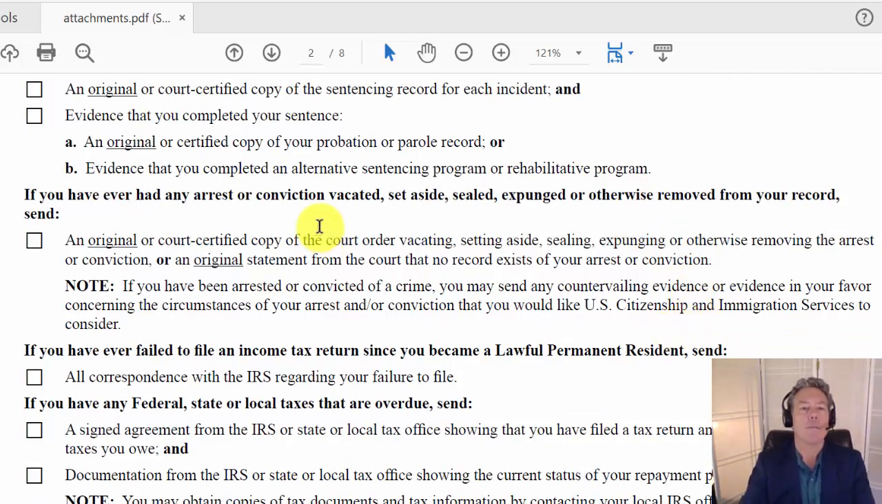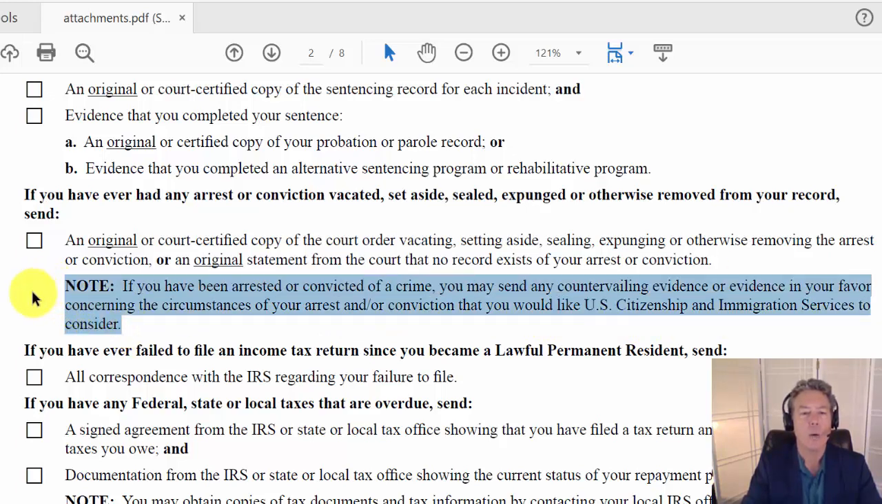If you've ever had any arrests or convictions vacated, set aside, sealed, expunged, or otherwise removed from your record, send an original court-certified copy of the court order vacating, setting aside, sealing, expunging, or otherwise removing the arrest or conviction, or an original statement from the court that no record exists of your arrest or conviction. Note, if you've been arrested or convicted of a crime, you may send any countervailing evidence or evidence in your favor concerning the circumstances of your arrest and or conviction that you would like U.S. Citizenship and Immigration Services to consider.